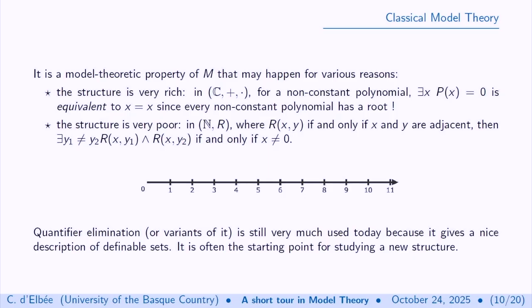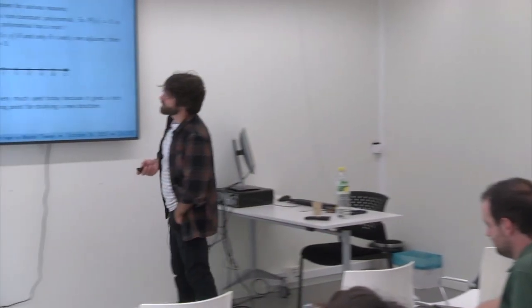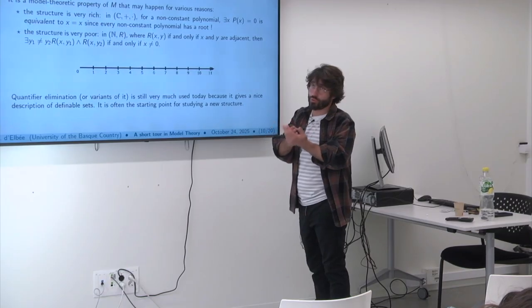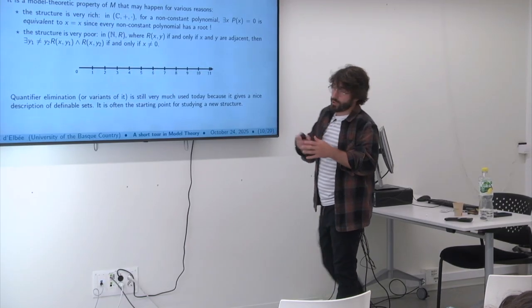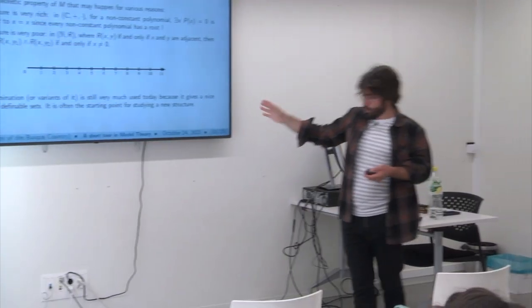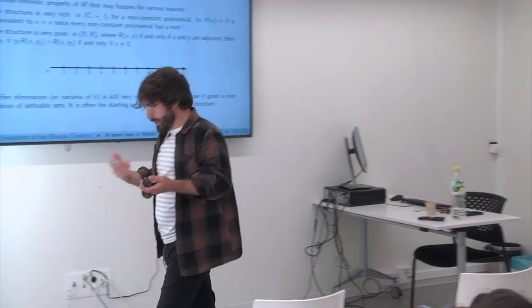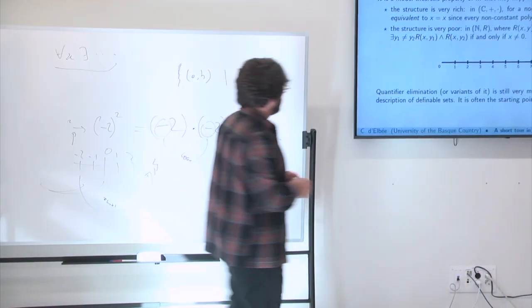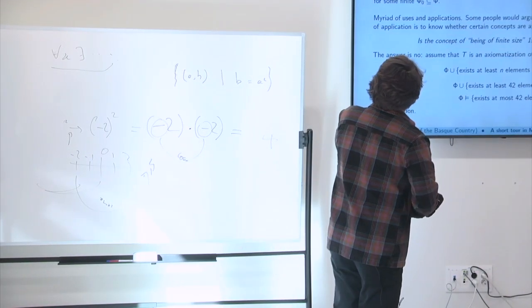Still very much used today. Yes, it gives a nice description of definable sets. Quantifier-free definable sets are much easier to understand. And still today, model theorists always start with a structure. You want to understand the definable sets. If you can prove some sort of quantifier elimination, then you are getting closer to understanding how complex it is. So this is old school.